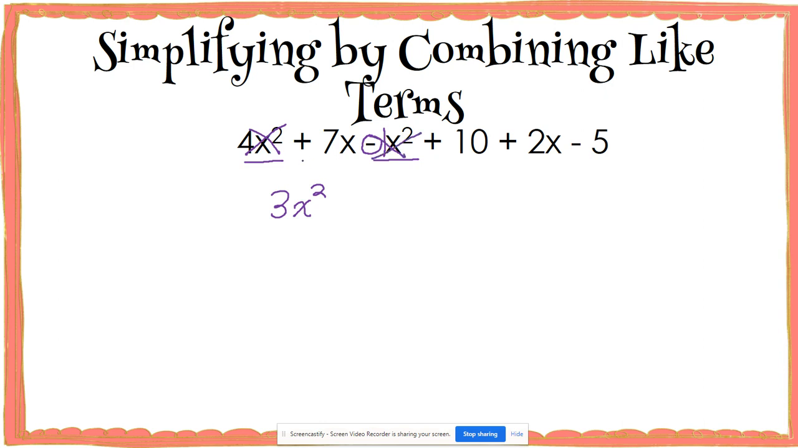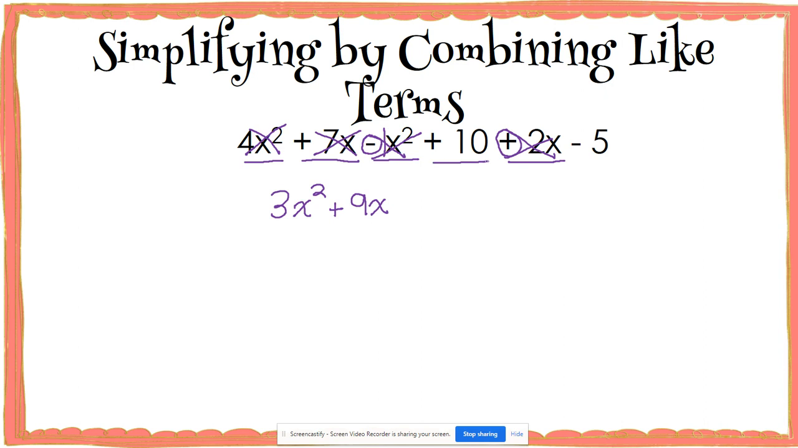And now let's look at our next term, which is 7x. I notice that I also have 2x over here. They are like terms because they have the same variable raised to the same power. The plus sign in front of 2x tells us we're adding. 7x plus 2x gives us 9x, so we'll write plus 9x, and now we're going to get rid of these because they have been combined.